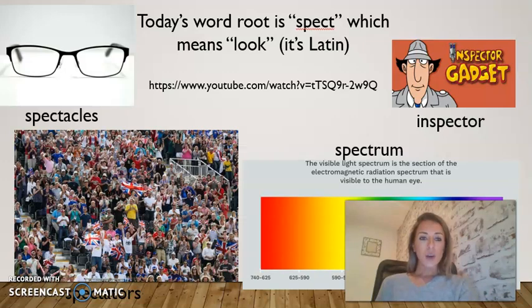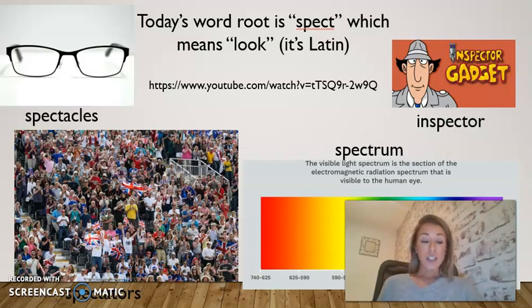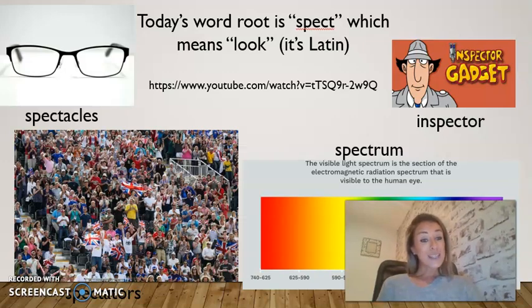Okay, so I've got a few pictures here to help you out, and there is a little video. You won't be able to click directly in this video, but I will post it in the description box below, and you will be able to find the video to learn all about the word root spect. Okay, so I've got a few words here.